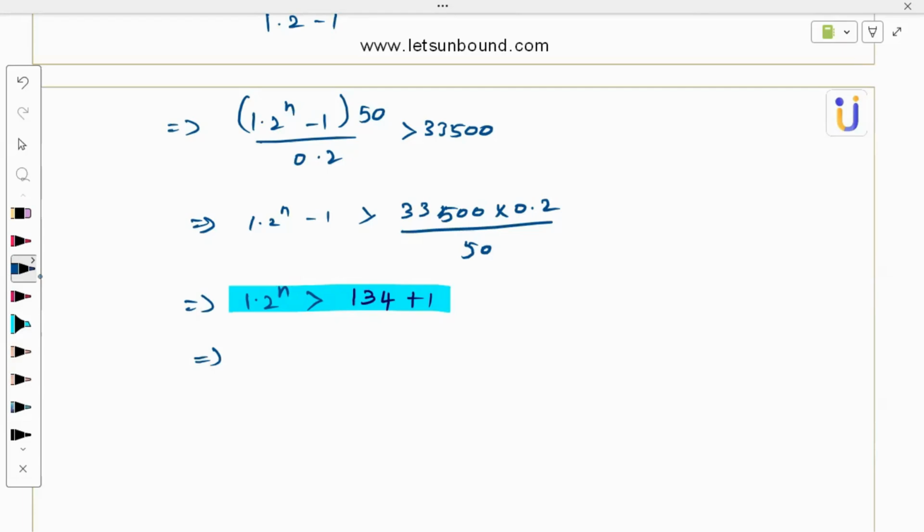Here we have an inequality. There we are going to use numerical solve. Make this an equation: 1.2 the whole power n equals 135, what is n? Then you apply the inequality sign. That's simple. So let's get back to this, and this is our equation: 1.2 power n inequality 135. So let's solve here.